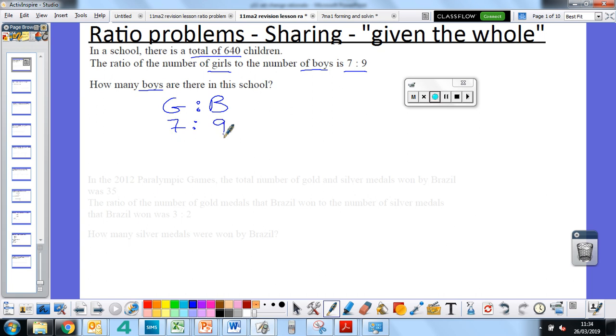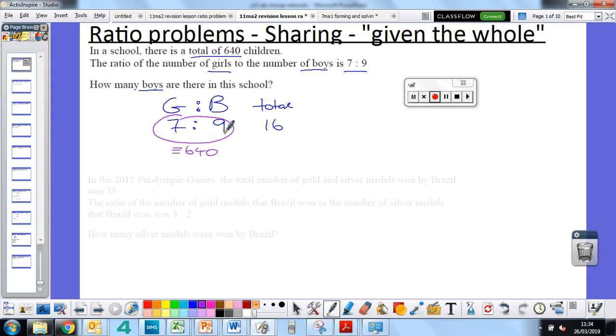It's also good when you're looking at ratio problems to have a total as well. So there's 7 lots of girls, 9 lots of boys, that's 16 parts in total. What we've been told here is that the total number of children is 640. So this total is equivalent to 640. The 7 parts and the 9 parts is equivalent to 640. So what we're looking for is to work out what each part is.